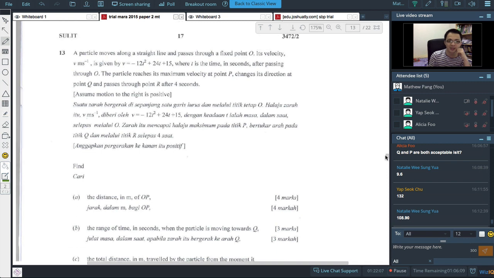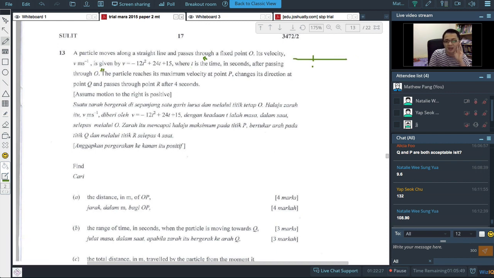Okay, again, motion along a straight line. A particle moves along a straight line and passes through the fixed point O. Its velocity is this one, and t is the time in seconds after passing through O. This is the very important sentence: t is the time after passing through O.